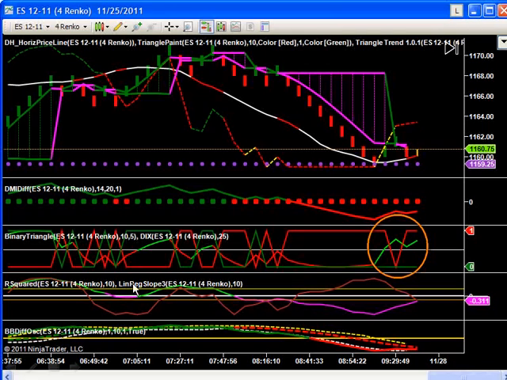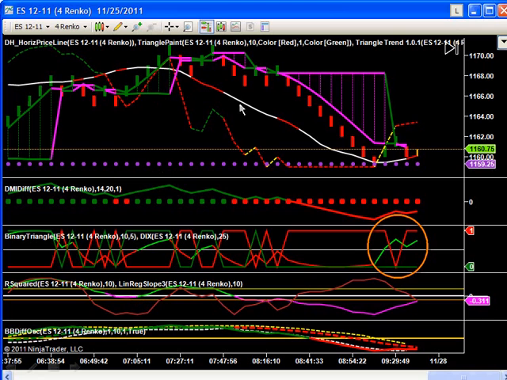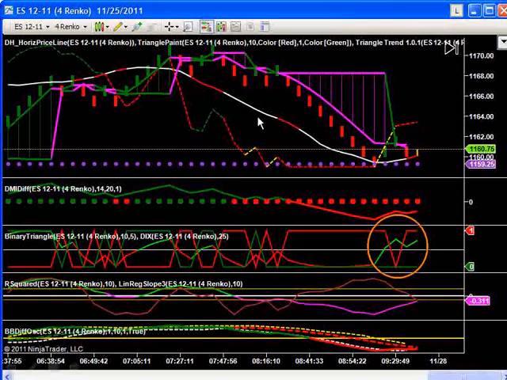Now, the interesting thing about linear regression slope is what it does: it converts the equity into a straight line, and the straight line is the zero line here. So when the linear regression slope moves above the zero line, that indicates the equity is moving up. When it moves below the zero line, that indicates the equity is moving down.